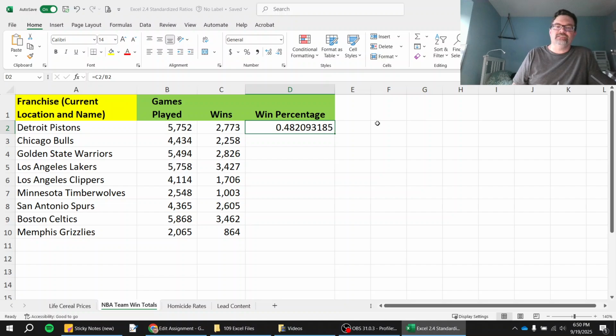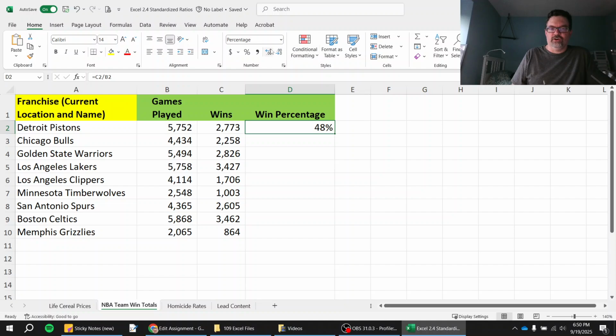So if we were going to state it as a percentage, we would need to move the decimal point over a couple spots. But rather than actually doing that or multiplying by 100, we can just go right up here and click the percentage button and it will change the formatting to a percentage. And there it is, 48. Now I'm going to go one decimal further. So we see it's rounded to 48% for the Pistons. And if we tell Excel to add another decimal spot, it's actually 48.2.